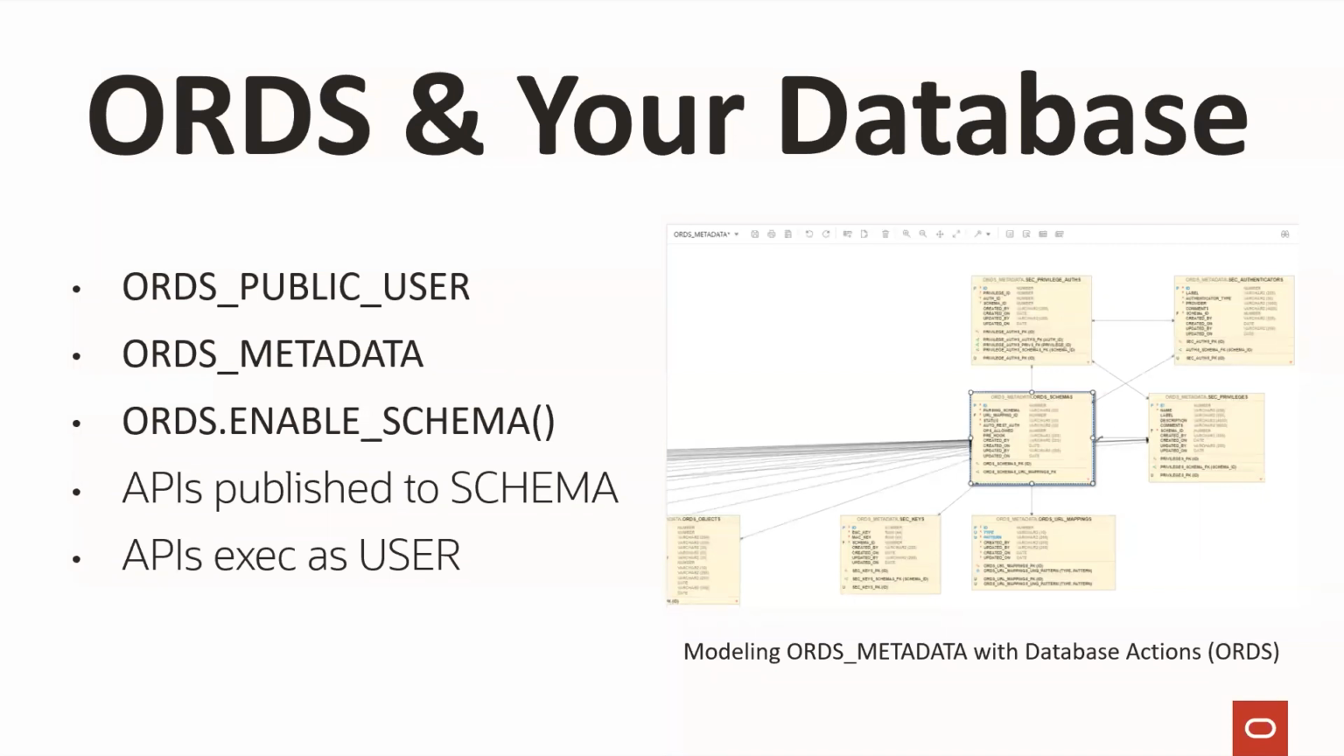The second thing we put in there is a schema called ORDS metadata. This is where we put the brains of ORDS. So when you define an API and it's like, hey, this API is this, and behind it is an anonymous block that calls this procedure, that is described as code in tables that are stored in this ORDS metadata schema.